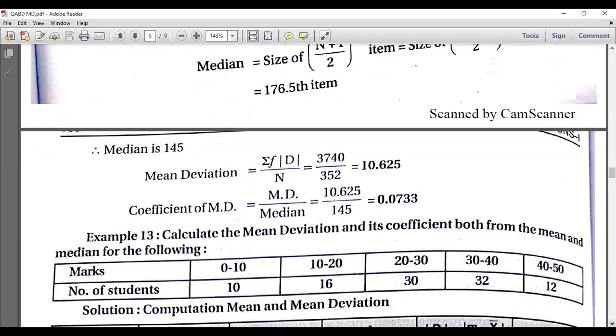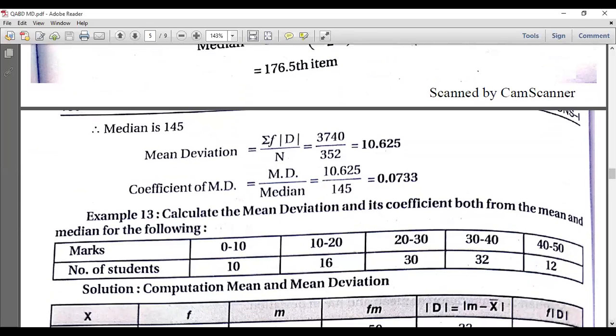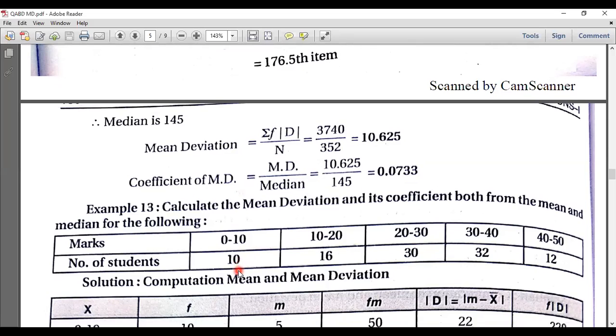So again same, we'll go with a continuous series. As I told, the formula for discrete and continuous series is same. Discrete series will take summation of f into modulus D by n. Here also in continuous series we'll take summation of f into modulus D. But to calculate modulus of D, we are using x minus mean or x minus median. But in case of continuous series, instead of x, we'll go with the midpoint.